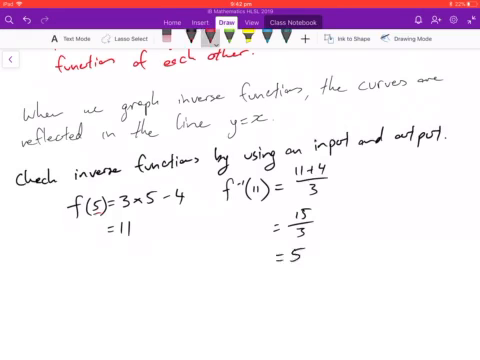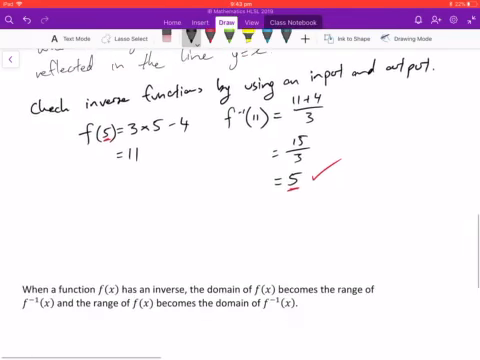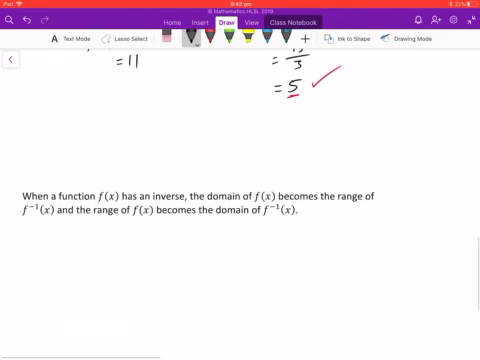So here we have it. We've gone from 5, we got 11, put 11 in, we get back to 5. So give ourselves a tick, because we're saying that, yes, they are inverse functions of each other. Not reciprocals, they're inverse of each other. Don't say the word reciprocal. They're inverse functions. That's me not thinking straight.